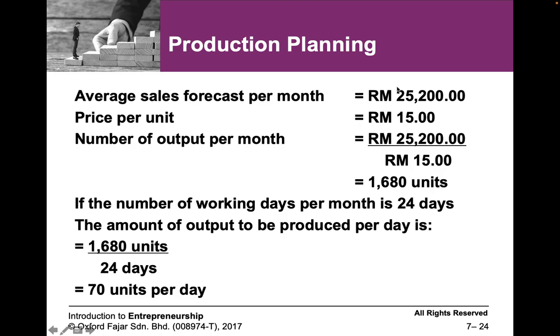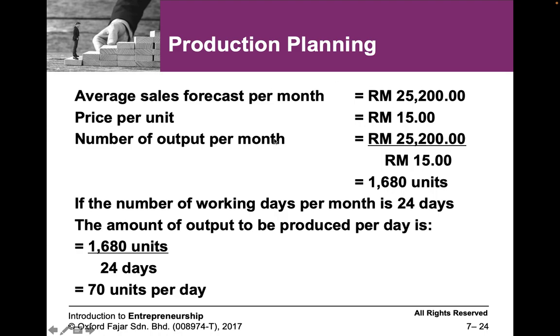So in my case here, for example, the average sale forecast per month is 25,200 ringgit. And then price per unit. How do you get this price per unit? From the marketing plan also. They already calculated the price for selling the product. So get the price from the marketing plan. So let's say in my case, the price per unit is 15 ringgit.